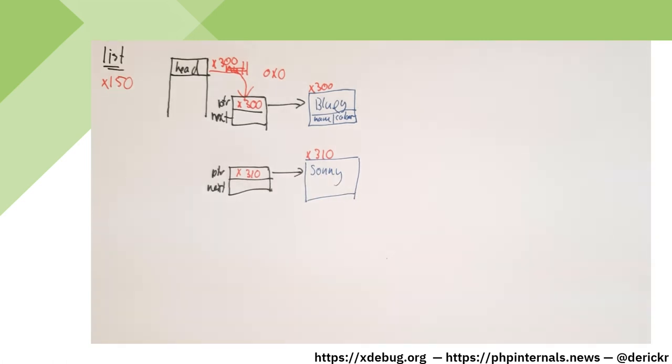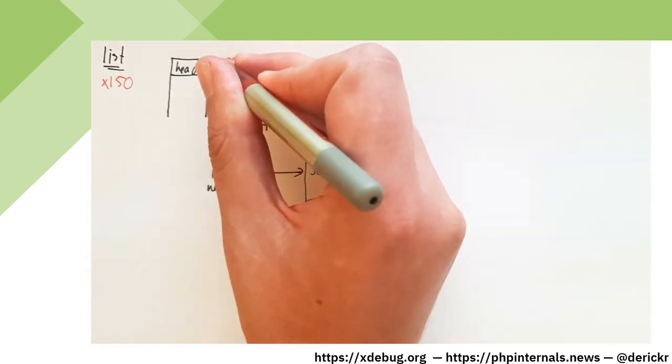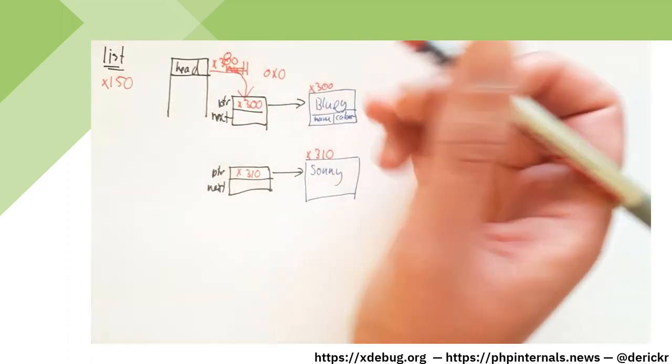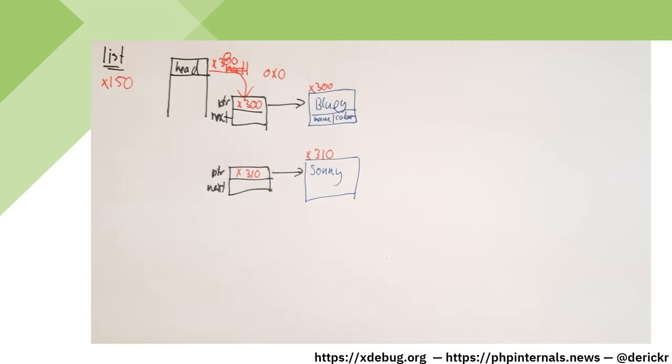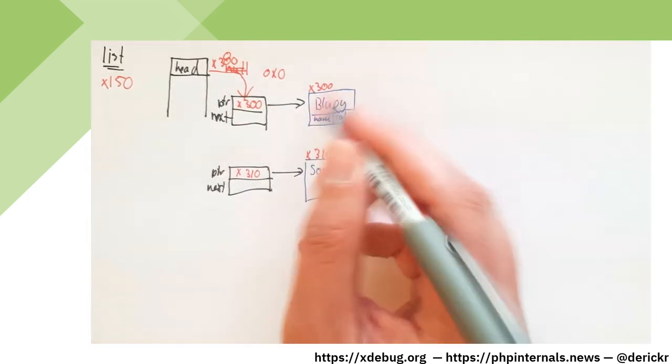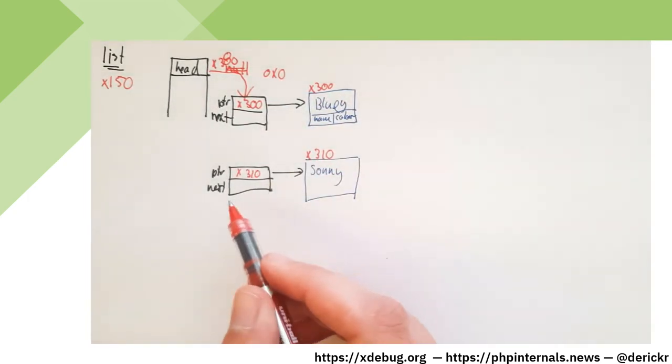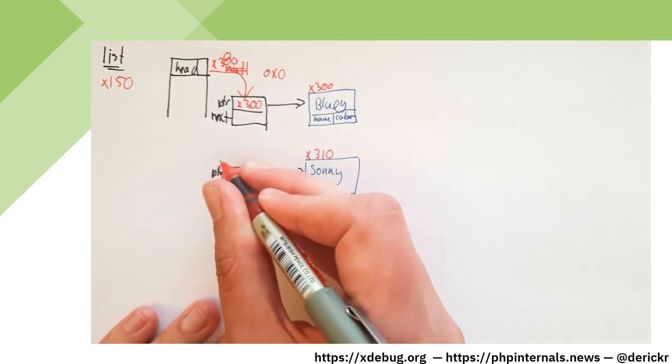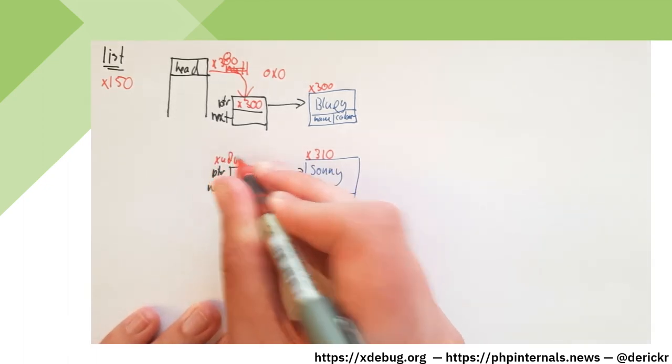I've not really mentioned the addresses of these things here, or rather I have, but I made a duplication and you can't really have duplications in here. So what it says, 1300 here, let's make that 380. And 380 is the address of this structure, and 300 of this one, and 310 of this one. And then this one, well, let's say it is going to be 480.